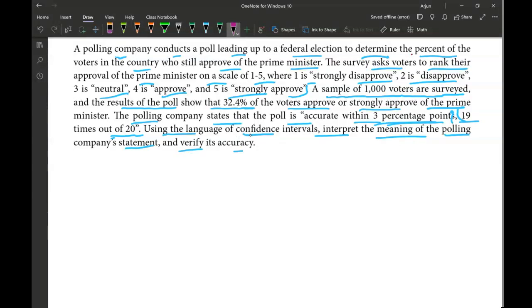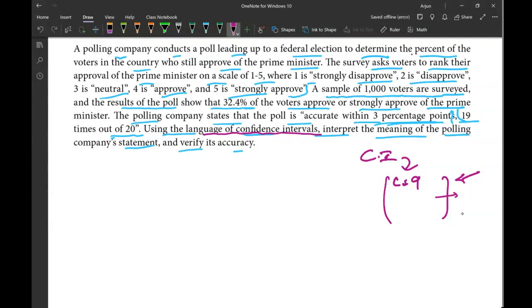So clearly it says using the language of confidence interval. So it is a question on chapter number 9. I've narrowed it down to chapter 9 now. Now, within chapter 9, which formula am I going to use?